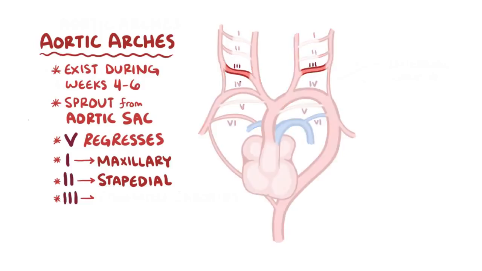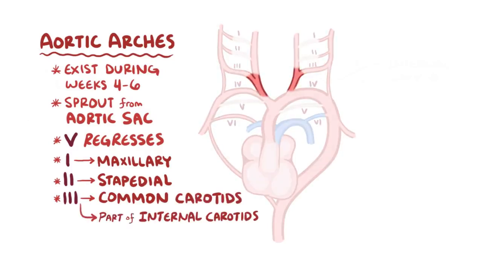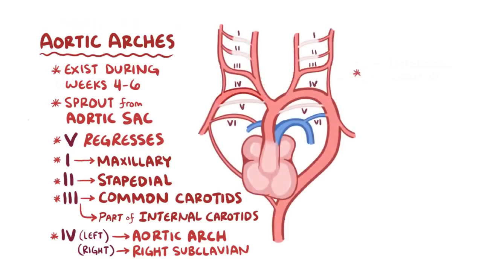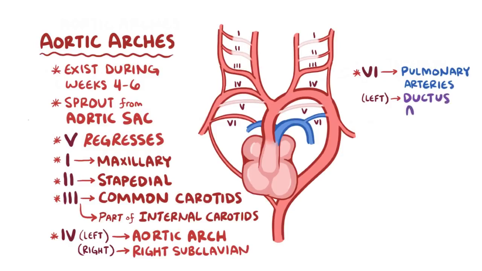The 3rd arch gives rise to the 2 common carotid arteries, as well as part of the internal carotid arteries. The left 4th arch forms the aortic arch, and the right 4th arch forms the right subclavian artery. The 6th arch forms the pulmonary arteries, and on the left side, it also forms the ductus arteriosus, which is a fetal structure through which blood from the pulmonary artery shunts directly into the aorta, which bypasses the immature lungs.